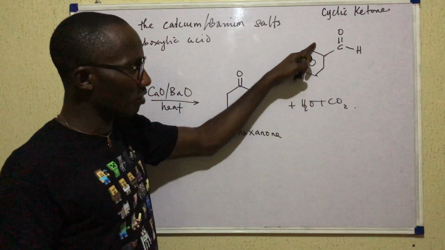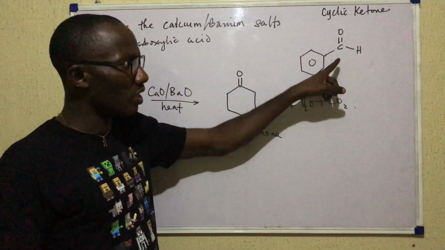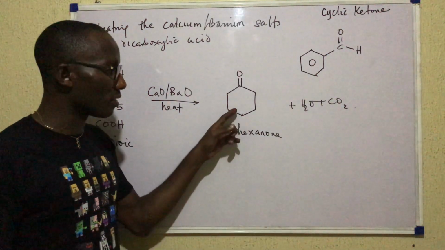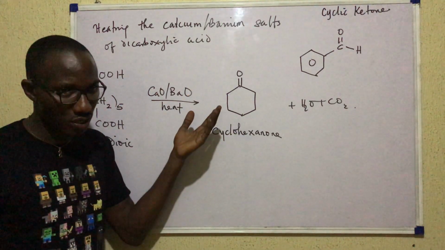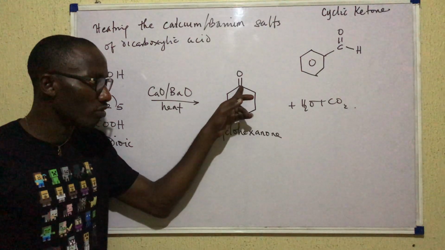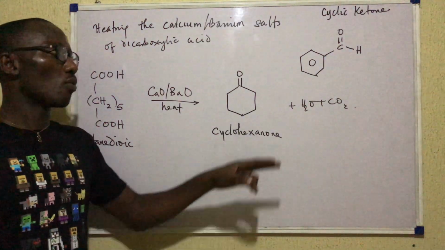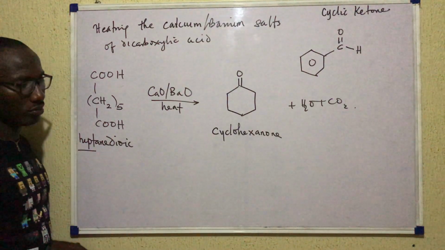See the members of the ring. See all 6 of them. None of them is bearing the oxygen. It is an external carbon that bears the oxygen. But in this case, of the 6 members of the ring, 1 of them bears the oxygen. So this type, where one of the members of the ring bears the oxygen, is called a cyclic ketone, whereas that is called an aromatic ketone.